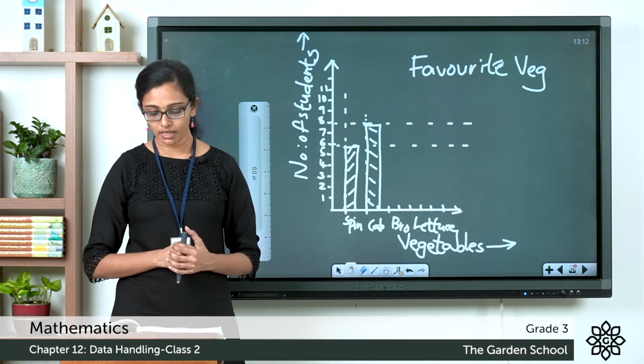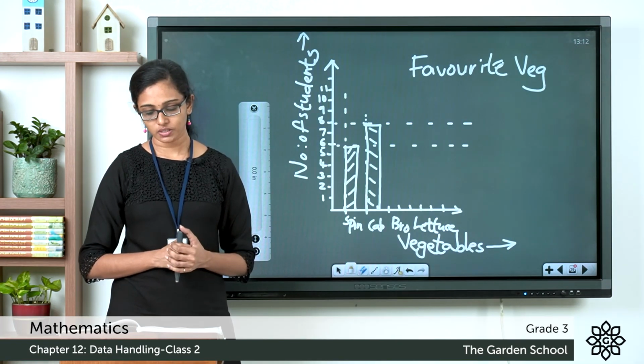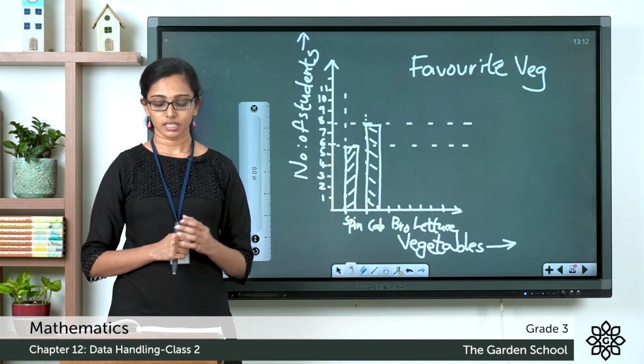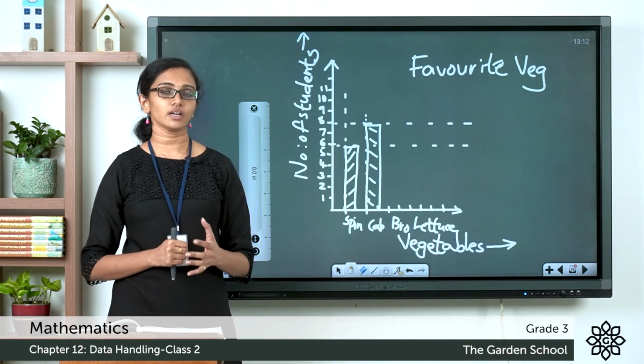Now there is a second part to the same question. Write the advantages of eating green leafy vegetables. Which one is your favorite? This part you have to write yourself in your notebook.